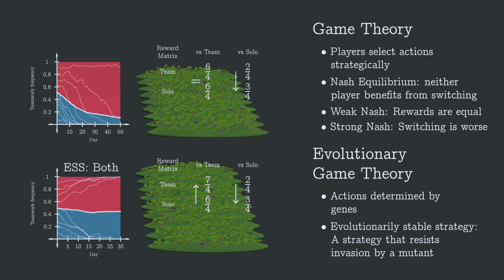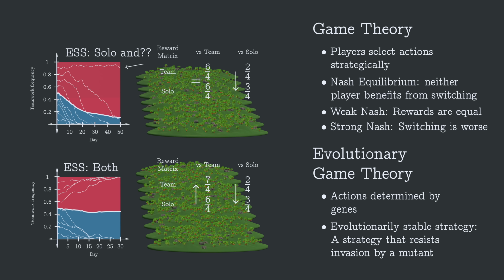Okay, it looks like if the population is full of solo blobs, it stays that way. So in this case, being a solo blob is an evolutionarily stable strategy. And for teamwork, it mostly looks like it's not an evolutionarily stable strategy, though there is this one world that started with 90% team blobs, and it pretty much stayed that way for the 50 days.